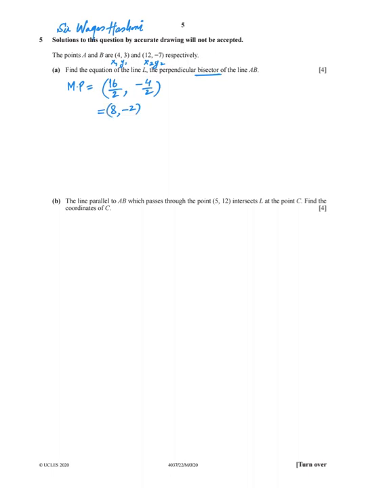After the midpoint, the next step is you need to find out the gradient of AB. All right. So the gradient of AB is (y2 minus y1) divided by (x2 minus x1). So minus 7 minus 3 is minus 10, 12 minus 4 is 8. So that will be equal to minus 5 divided by 4. That is the gradient of AB.